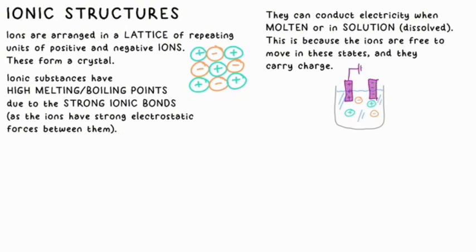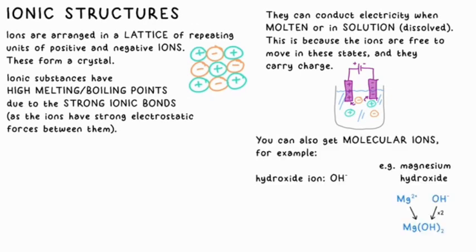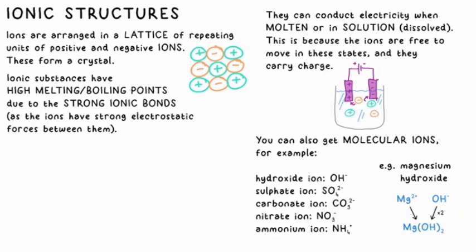And that's because the ions are free to move in both cases and they carry charge. You can also get molecular ions. For example, OH minus is a hydroxide ion and consists of a hydrogen atom and an oxygen atom. So magnesium would need 2 of these to make magnesium hydroxide. Here are a few other examples.